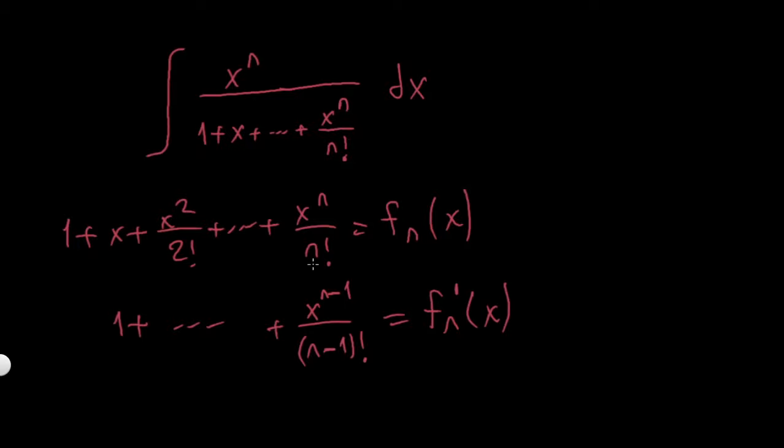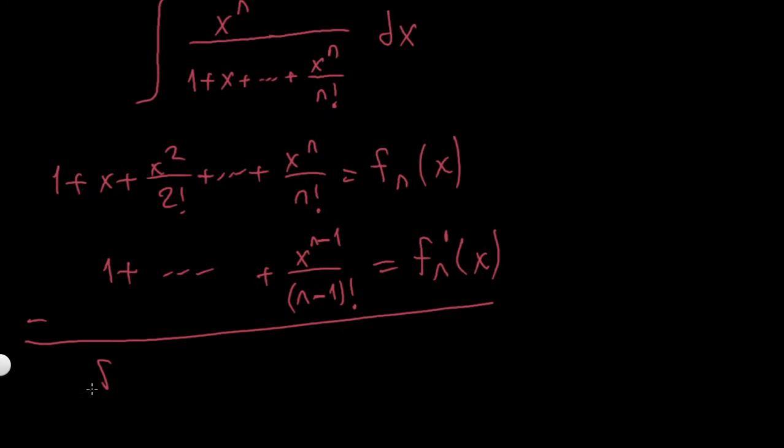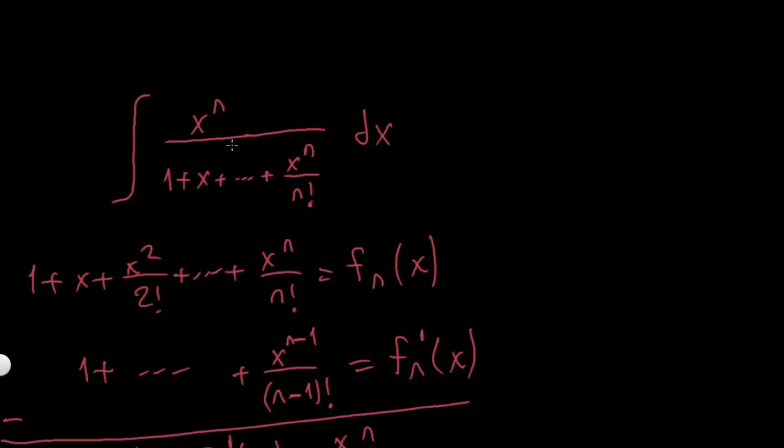So I can say that if I take the difference of these two, f_n(x) minus f_n prime(x) is going to be equal to x to the n over n factorial. Why did I do this? Because I need x to the n on this part.